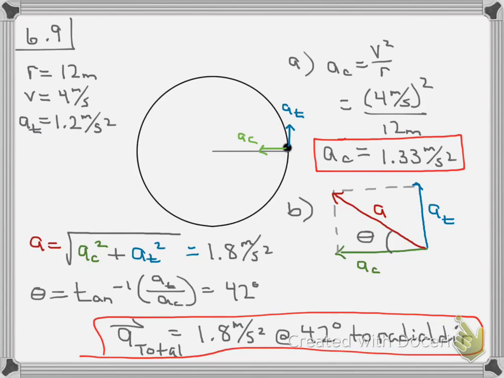Now, that's not going to be constant because as the speed increases, as the bird goes from 4 meters per second to 4.2, 4.5, 5 meters per second, etc., the centripetal acceleration will increase in value, and that total acceleration will therefore change.